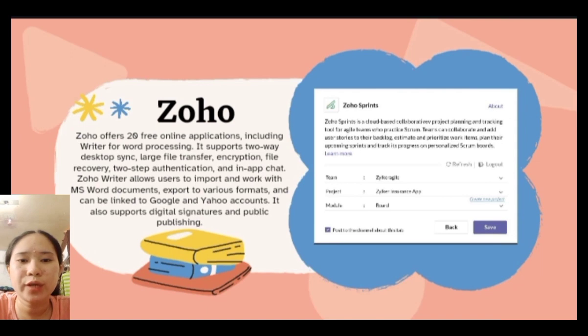Next is Zoho. Zoho offers 20 free online applications, including Writer word processing. It supports two-way desktop sync, large file transfer, encryption, file recovery, two-step authentication, and in-app chat.